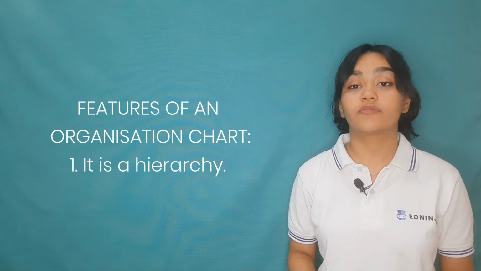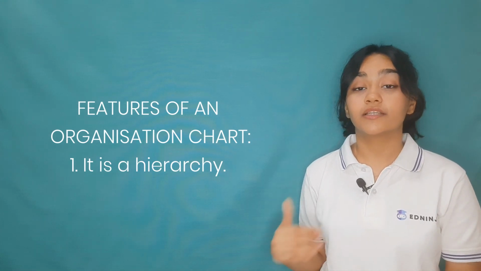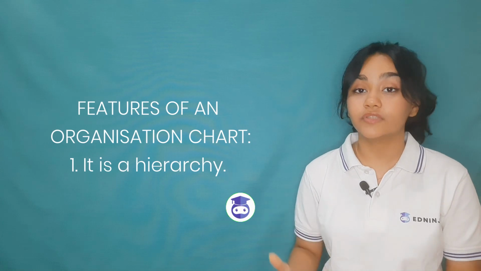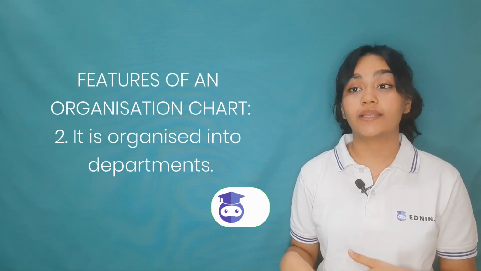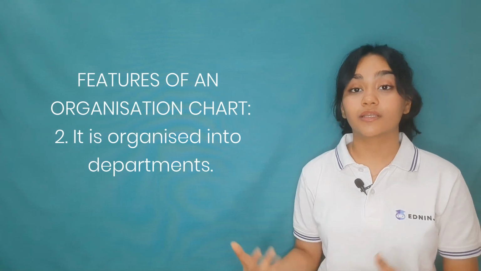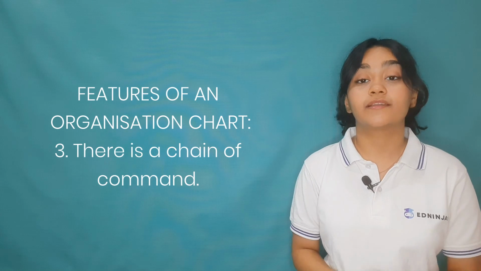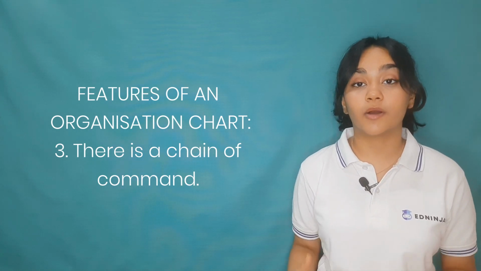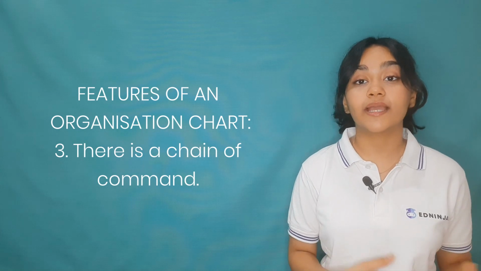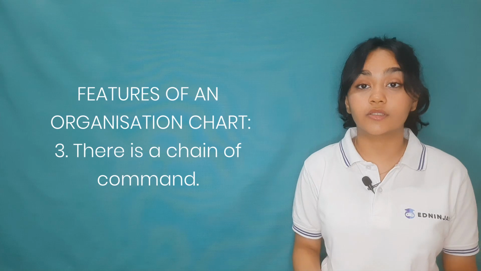The features of an organizational chart are that it's a hierarchy, so there are different levels and each level has a different level of authority. And it is organized into departments, and each department has its own particular job or function. As there are different levels of management, there is a chain of command, and this is a very important term. Chain of command is how authority and power is passed down from the top to lower levels of management.